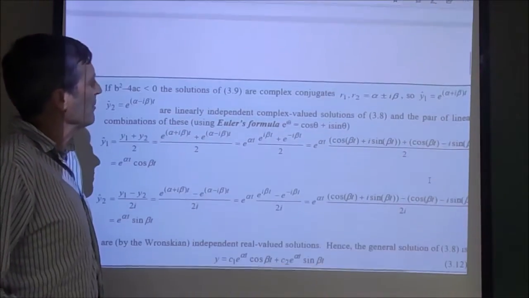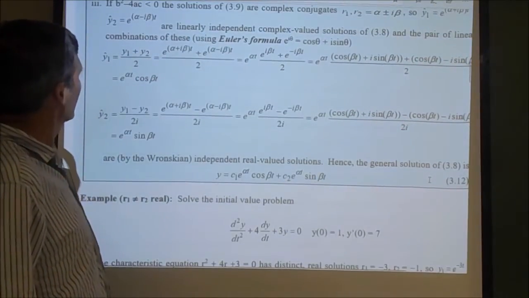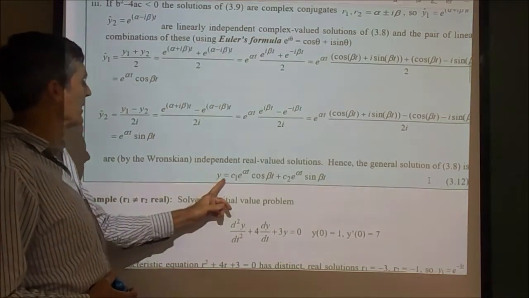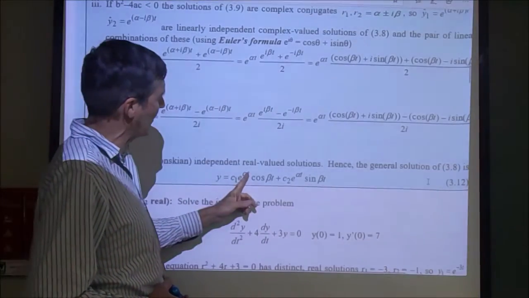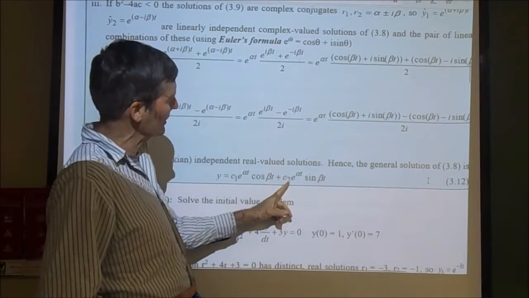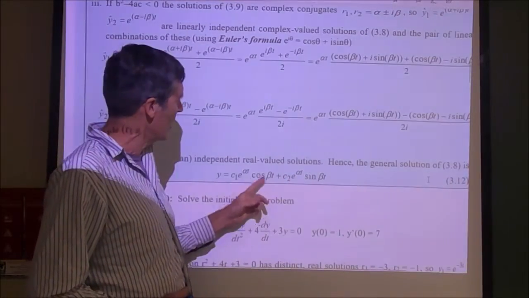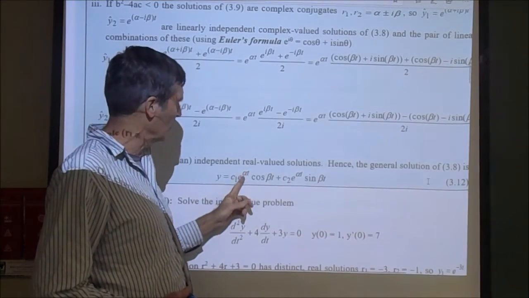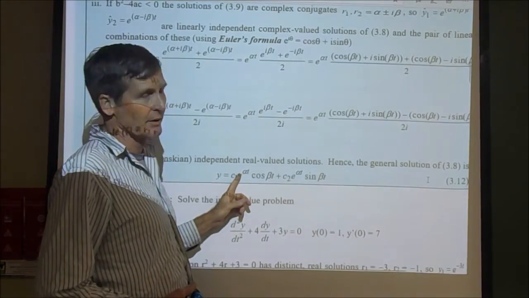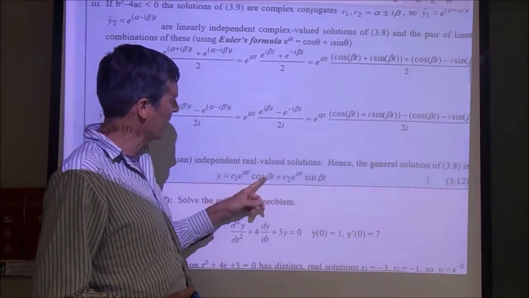Or they might be complex conjugate solutions of the characteristic equation, in which case you immediately write down the solution c1 e to the alpha t cosine beta t plus c2 e to the alpha t sine beta t, where alpha is the real part of the solution of the quadratic equation, and beta is the imaginary part.